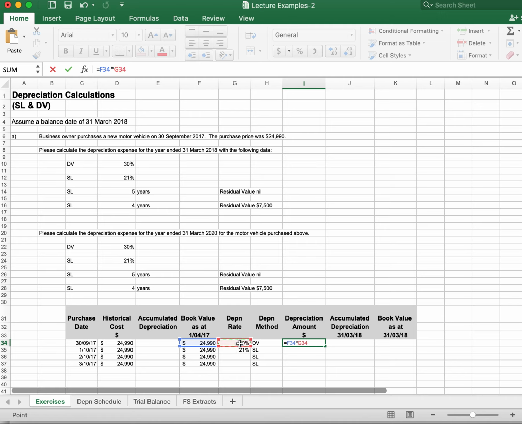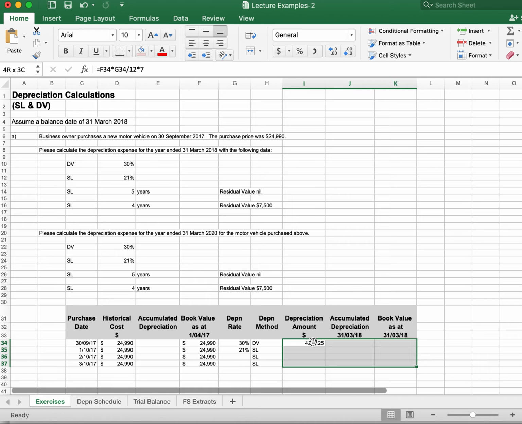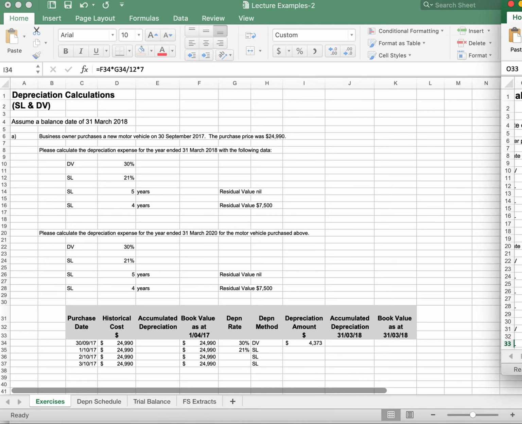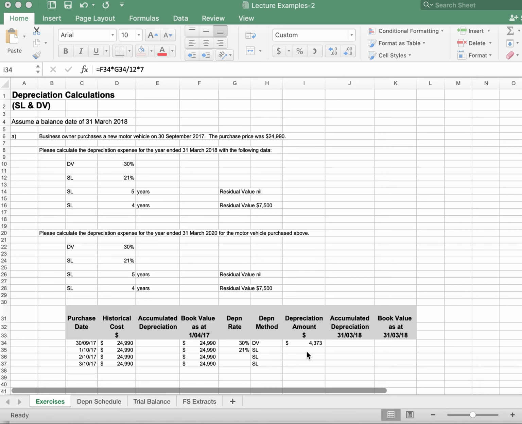Because it's not a full year, we need to work out what 7 months is. So the best way to do that is to divide by 12 to give us what 1 month is, and then times it by 7. So that will give us the rate for there. Okay, that's dollars. So that's pretty straightforward for that one.